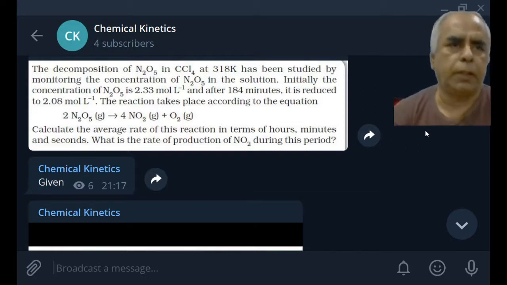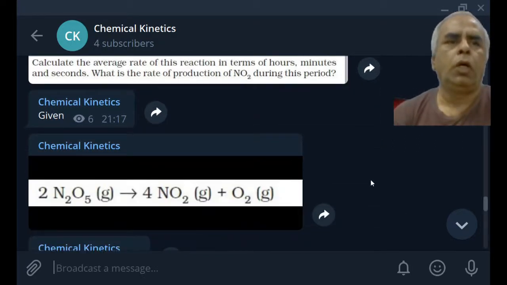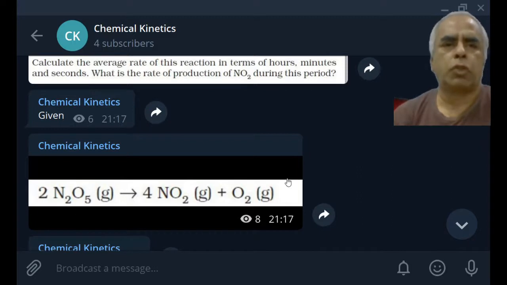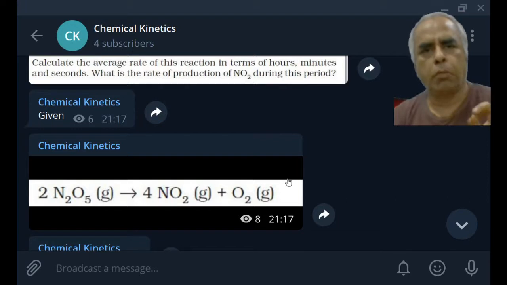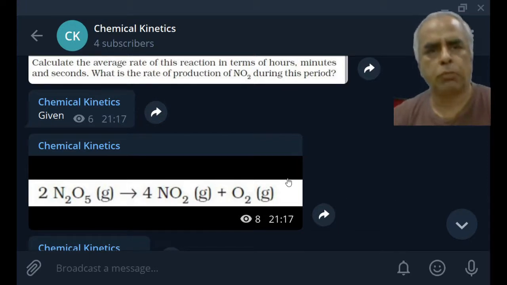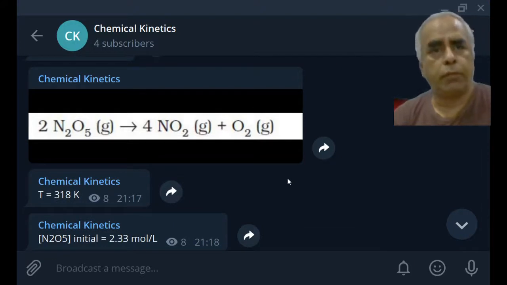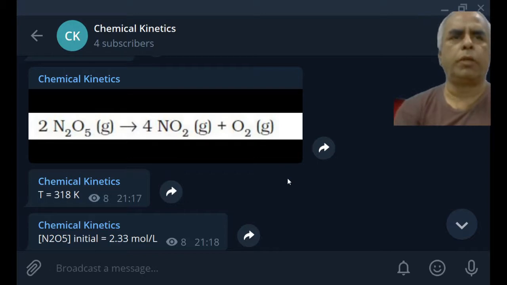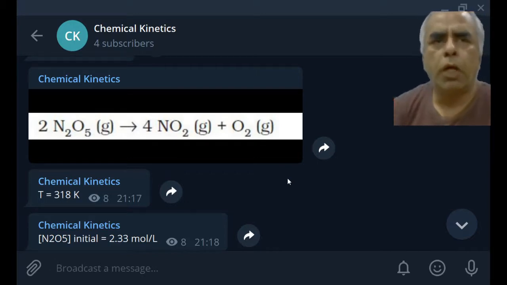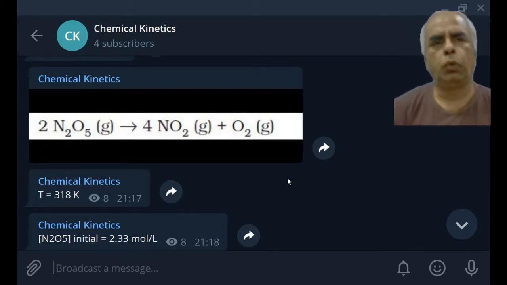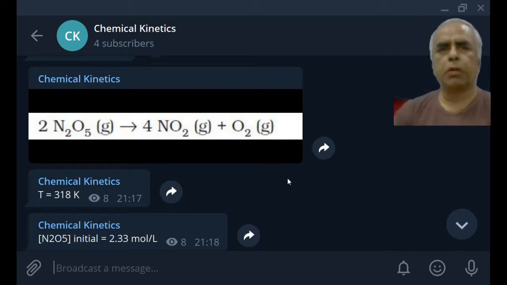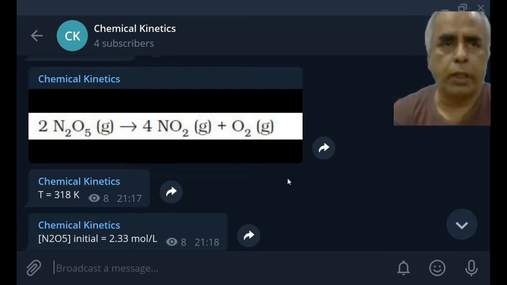The equation should be expressed very clearly. If it is not given, you have to establish this reaction yourself. Decomposition of N2O5 means naturally it should be decomposed into NO2 and O2. So before proceeding with the reaction, ensure that it is balanced. So it is a balanced chemical reaction.